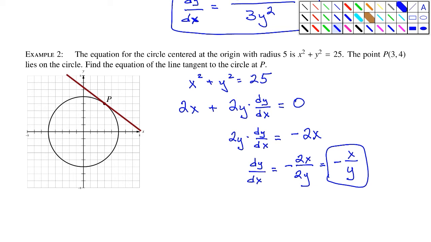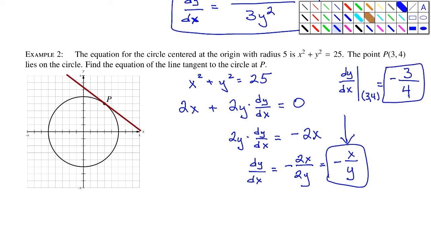Next, we want to find the slope of the tangent line. To do that, I'm going to use the evaluation bar, and I'm going to evaluate at the point (3, 4). That means the x is 3 and the y is 4, using this formula, negative x over y. So the slope of the tangent line is negative 3/4.